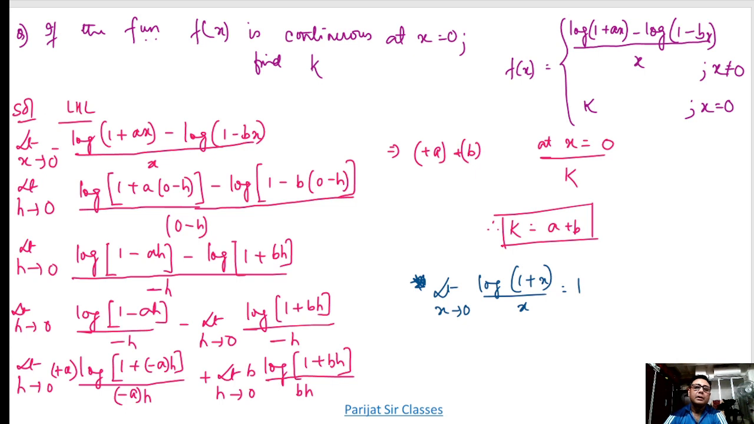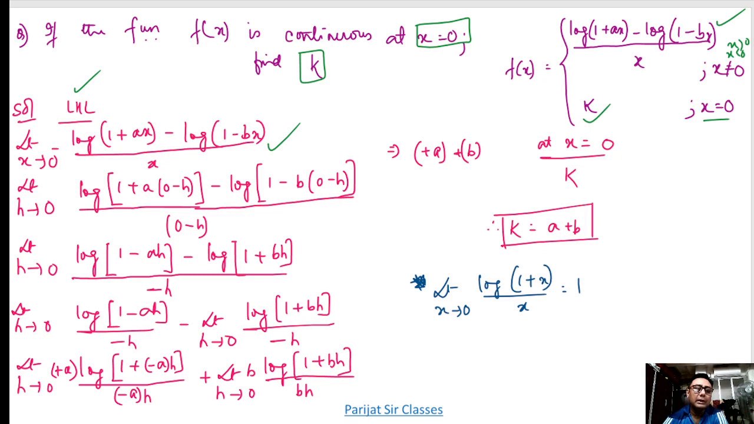Okay friends, the function f(x) is continuous at x equal to 0, find the value of k. The function is given: for x not equal to 0, that means for greater than 0 and less than 0, I will choose this function, and for x equal to 0 I will choose this function. So let us choose the left hand limit, that means limit x tends to 0 minus, I will choose this function.